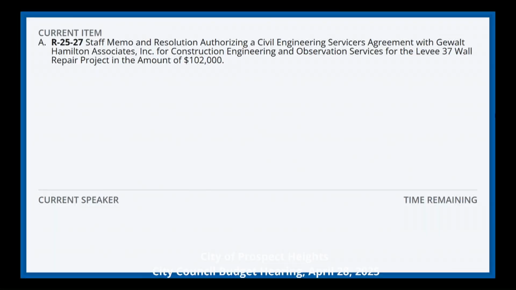Number 9, new business. A, resolution R2527, staff memo and resolution authorizing a civil engineering services agreement with Dewberry Hamilton Associates Incorporated for construction engineering and observation services for the Levy 37 wall repair project in the amount of $102,000. I'm going to ask that this be subject to attorney review after the vote. So we need a motion. So moved. Second, Cameron. We have a motion and a second. Any questions? Roll call, please.